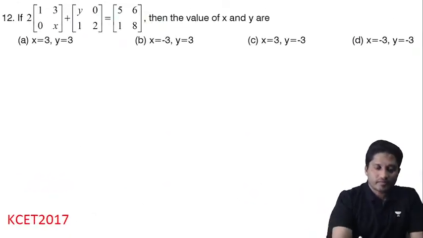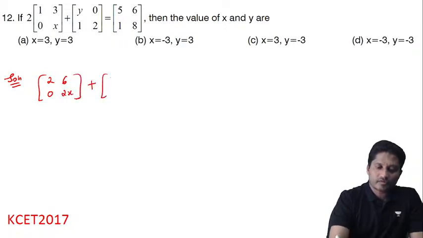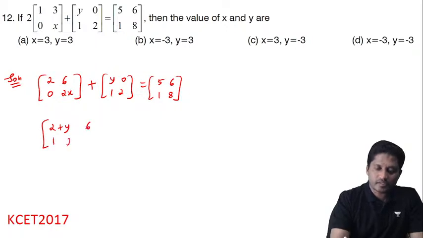Okay, now to multiply the matrix by 2, you will get this as the matrix 6 0 2 x, plus this matrix 4 0 1 2, which is equal to the matrix 5 6 1 8. Now if I add, you will get 2 plus y, 6 plus 0 is 6, 0 plus 1 is 1, and this is 2x plus 2. So 2x plus 2 is equal to the matrix 5 6 1 8.